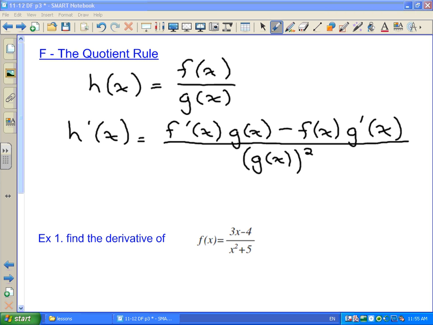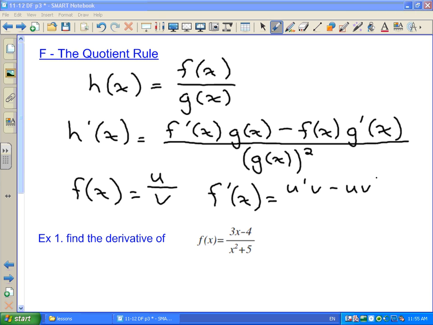And as I did with my product rule, the notation that I'm going to look at as we go through our examples is that if f of x is this function u over v, where both u and v are functions themselves, our derivative, f prime of x, is given by u prime v minus u v prime, all divided by v squared. Okay. So I'll just draw that line there to indicate that that's a slightly different notation.